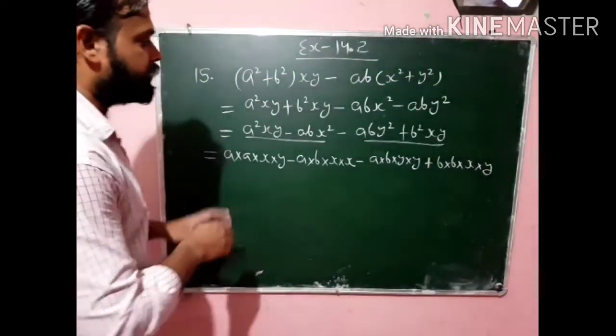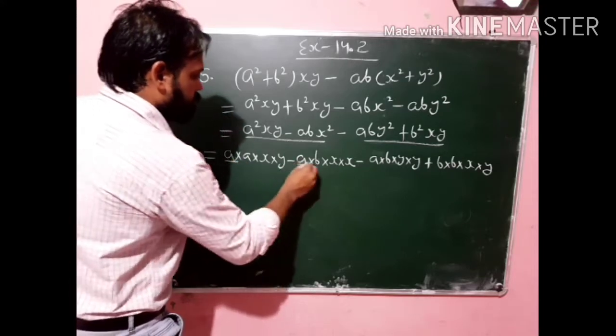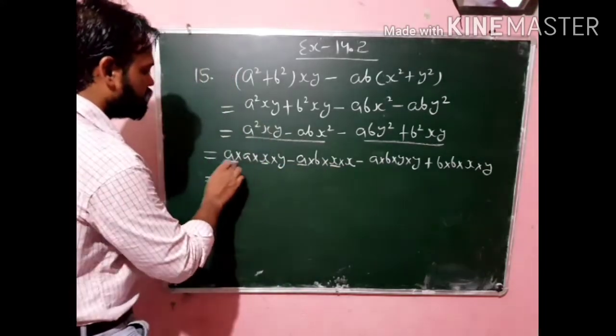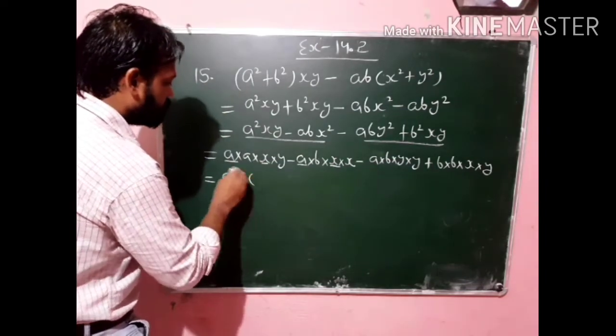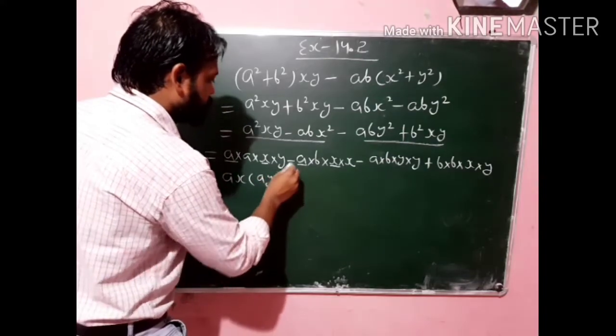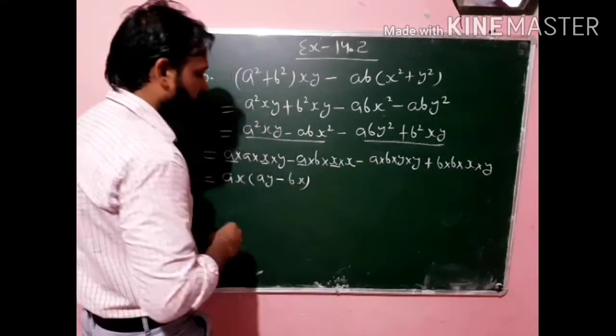So in this way we will make the factors. Okay, now mark the common terms. A is common here, and x is also common here. So take this ax outside of the bracket, and now you can see ay is left. Then minus, here a and x are common, then bx is left inside the bracket.